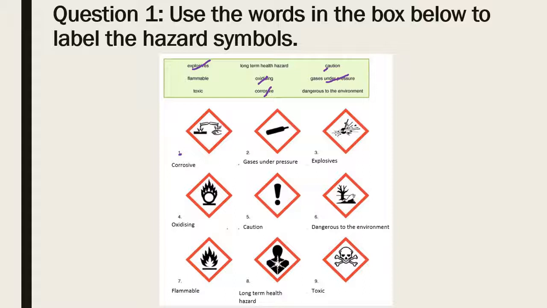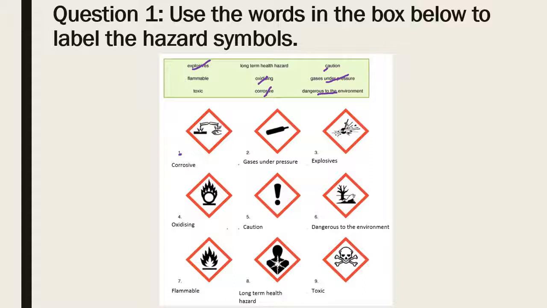Now we have the fish that looks like it's drowning in pollution or in the sea. It's dangerous to the environment. Yes, I know that you know it as aquatic toxicity, but I haven't given you aquatic toxicity as an option. So you have to know that this could also be dangerous to the environment. By the process of elimination, you can see that this is an environmental hazard. So please, it's really important to use the words in the box.